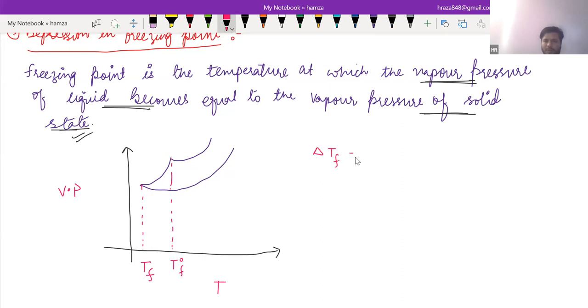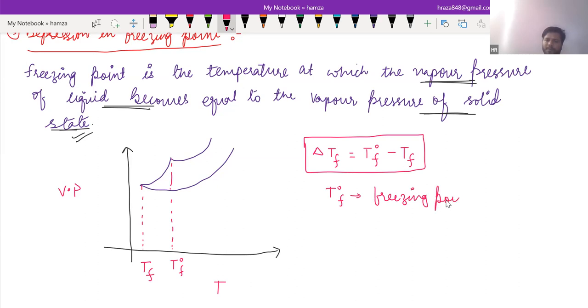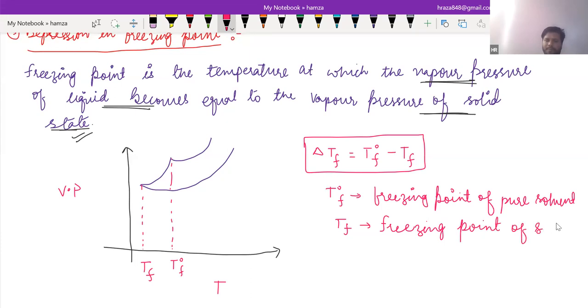Delta Tf here will be equal to freezing point of pure solvent minus freezing point of solution. So I'm going to write T naught f is freezing point of pure solvent, and Tf is freezing point of solution. This is for solution and this is for solvent. Please write it.